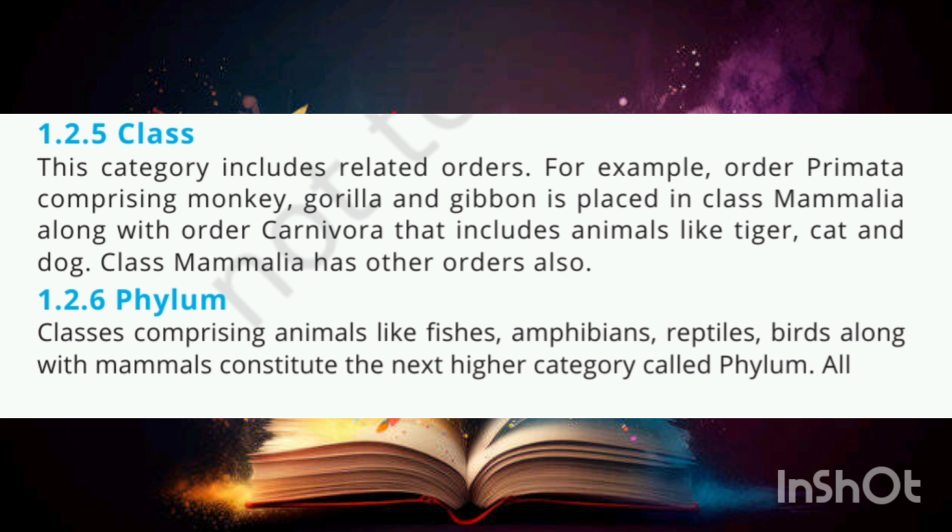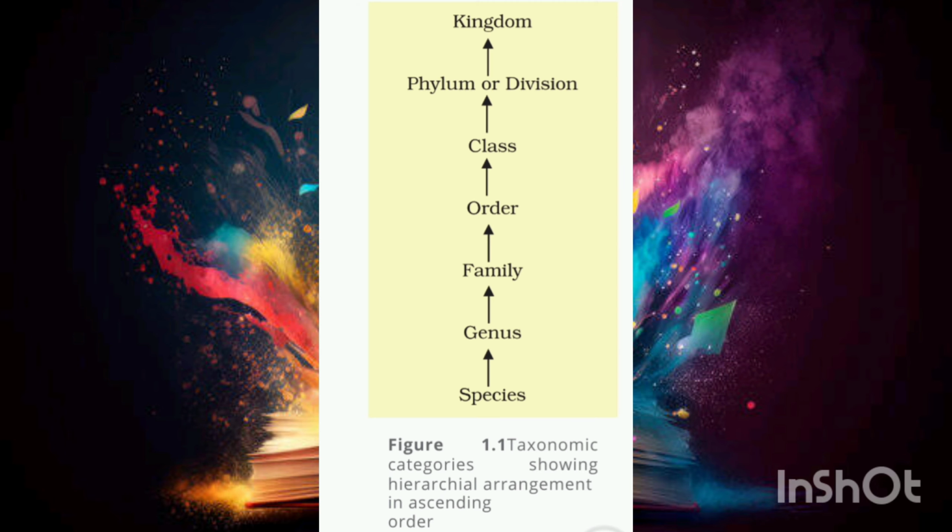Phylum. Classes comprising animals like fishes, amphibians, reptiles, birds, along with mammals, constitute the next higher category called phylum. Kingdom, phylum or division, class, order, family, genus, species. Figure 1.1: taxonomic categories showing hierarchical arrangement in ascending order.